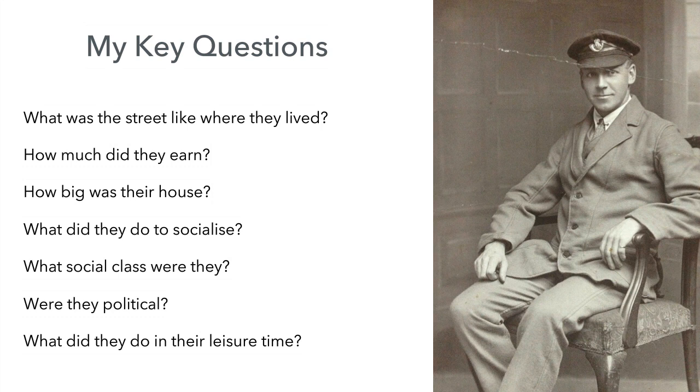So the first one is, what was the street like where they lived? I'm not talking about, oh, well, they lived on St. John Street. I want to know, what was the house like? What sort of class were they? Was it quite a rough area? Were they posh? And then other questions such as, how much did they earn? Again, how big was their house? What did they do to socialise? Did they go to the pub? Did they go to the picture house? Again, what social class were they? Were they working class, upper class, middle class? Were they political? Could they vote? And also, what did they do in their leisure time?